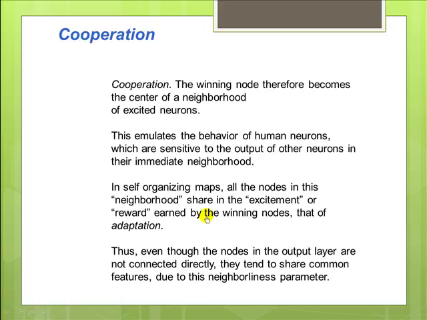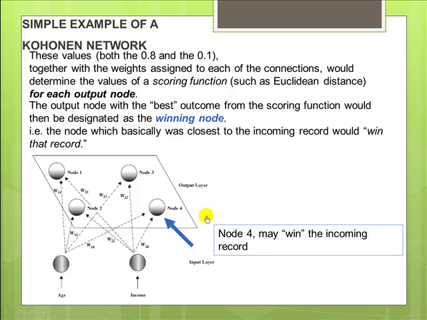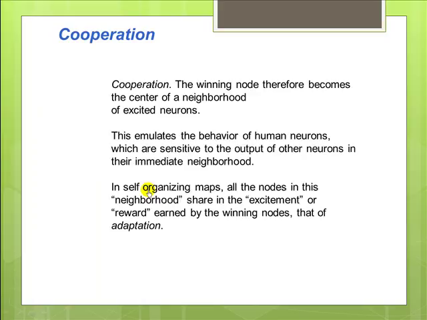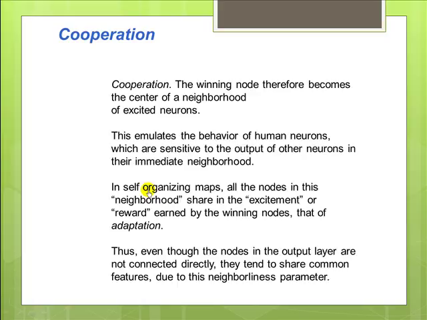Thus, even though the nodes in the output layer are not connected directly, none of these nodes in the output layer are connected, right? They're connected to age and income, but they're not connected to each other. So even though they are not directly connected, they tend to share common features due to this neighborliness parameter.